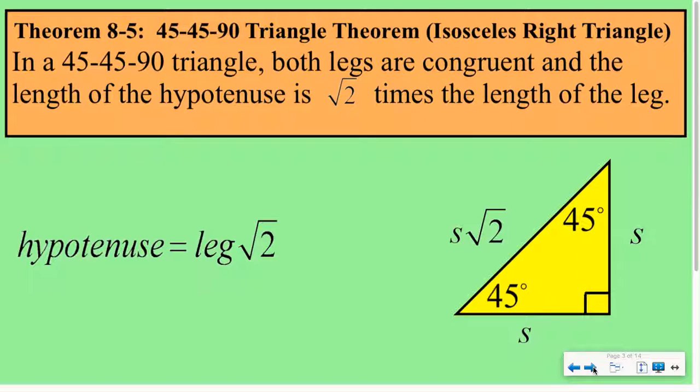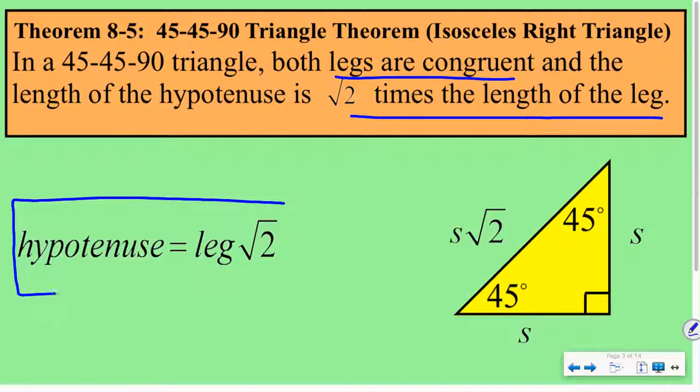The shortcut, the 45, 45 theorem, says that in a 45, 45, 90 triangle, the legs are congruent, obviously, and the hypotenuse is the square root of 2 times the length of the leg. In shorthand, the hypotenuse equals the leg times the square root of 2. In a 45, 45, 90, the hypotenuse will always equal your side length, your leg, times the square root of 2. If I were you, I would circle that little rule or highlight that or star that or something. That's what you need to know today.